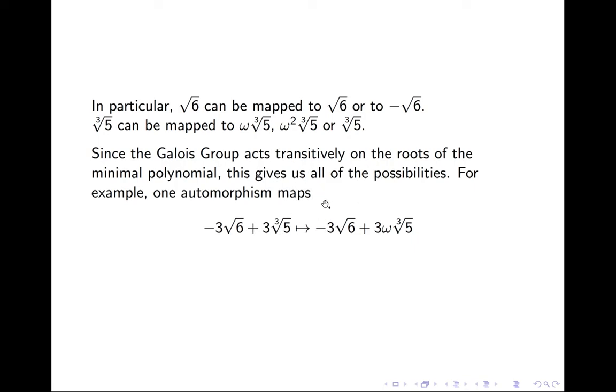So one other example of a root of the minimal polynomial of this would be by moving the cube root of 5 to omega cube root of 5. So this is another root. And another example would be, for example, 3 square root of 6 plus 3 cube root of 5, and so on. So we have 12 other possible roots.